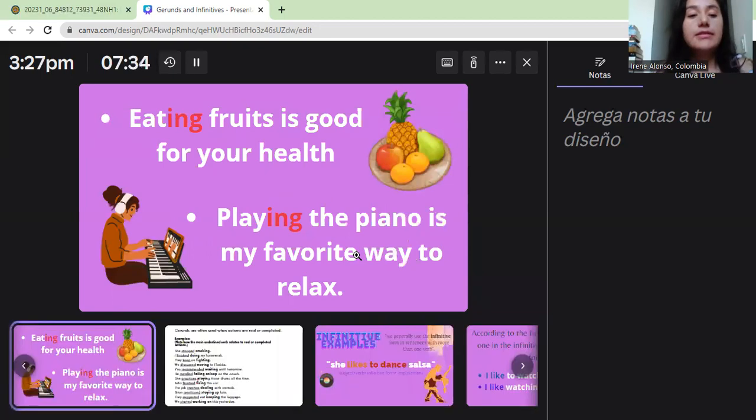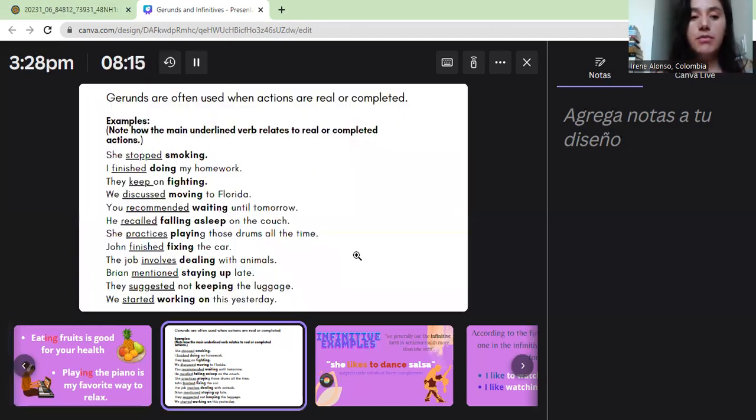This is a different example. Eating fruits is good for your health. The same: eat, the main verb, plus ing, plus the complement. Playing the piano is my favorite way to relax. So playing, in this case, is the subject. The piano is my favorite way to relax. The playing is, in this case, not the verb, but the subject. So it's something very important to remember.